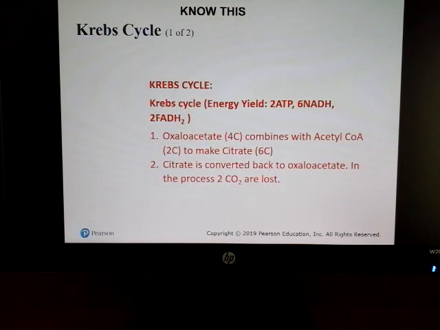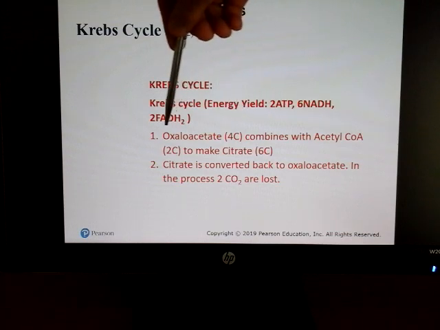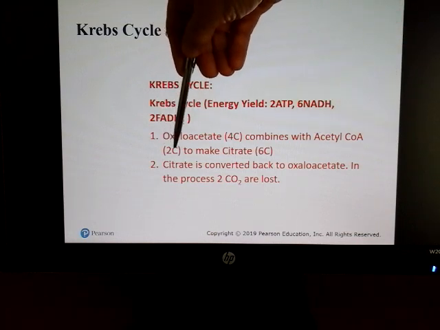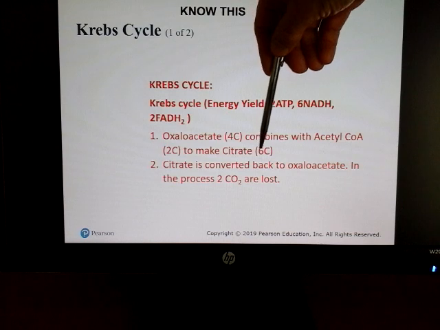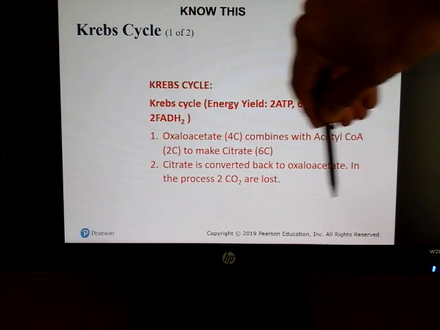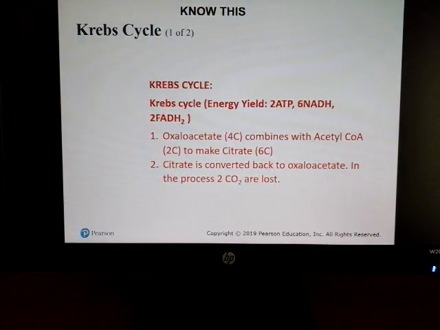So for the Krebs cycle, all you need to know is the following. The energy yield is 2 ATPs, 6 NADH, and 2 FADH2. In our first step, you're going to take a 4-carbon compound called oxaloacetate and combine it with the acetyl-CoA, which has 2 carbons, and you make citrate, which is 6 carbons. Now, there's a series of steps that are going to allow you to go back. So again, this is a cycle, and citrate is converted back to the oxaloacetate, and in that process, 2 carbon dioxide are lost.